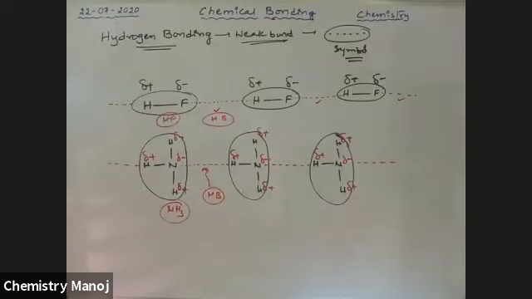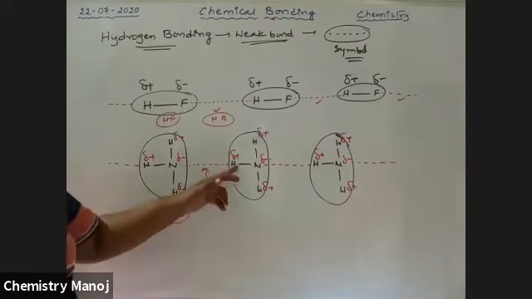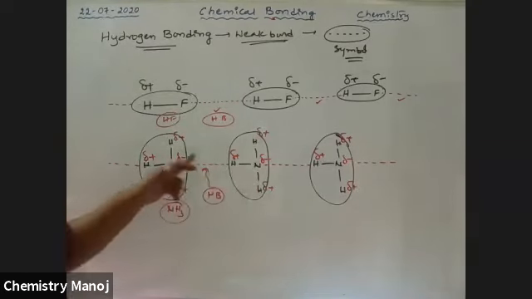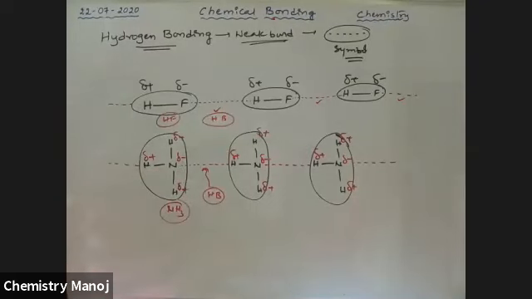So where is this hydrogen bond located? It is between a hydrogen atom, which is connected with a highly electronegative element, and another highly electronegative element of the same molecule or different molecules. So these are all hydrogen bonds.